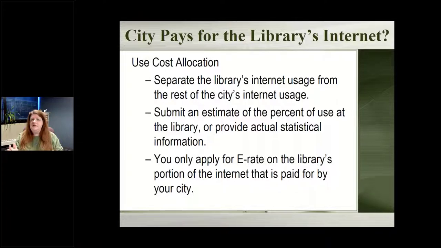You can have an estimate of use. You might have actual statistical data that shows here's the internet connection and this much goes to City Hall, this much goes to the fire department, and this much goes to the library. And then you just apply for E-rate on the amount that goes to the library. Your bill might be able to be separated out from the provider, showing how much each location is using, so you have an actual monetary number. So you can totally do E-rate even if the city is paying for it. You just have to be able to know which part of that internet is the library's responsibility or what the library is using.